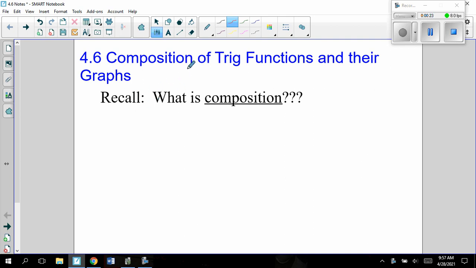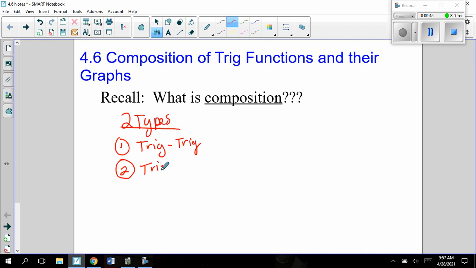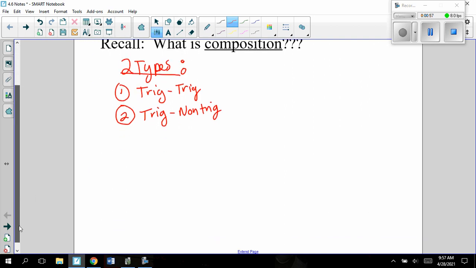So in our composition, we're going to have kind of two types here that we're going to work with and focus on. The first type is we're going to blend trig functions with more trig functions. Okay, so that's not subtraction, just we're combining trig with trig. The second type that we're going to have is that we're going to combine some things that have trig in them with things that are non-trig. So maybe there's an exponential, maybe it's a quadratic, something to that effect. So those are the two types that we're going to focus on.